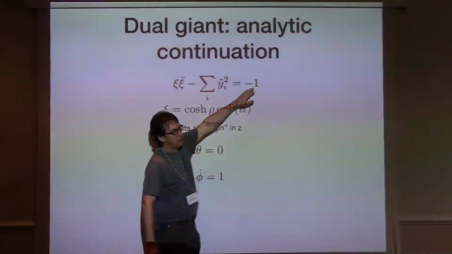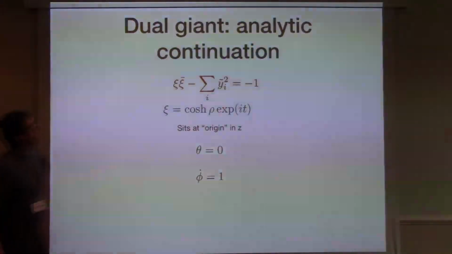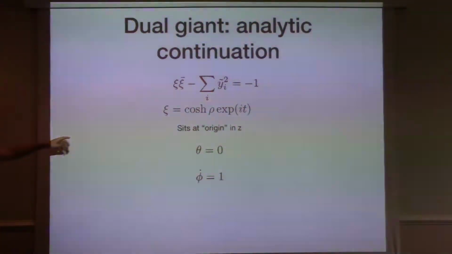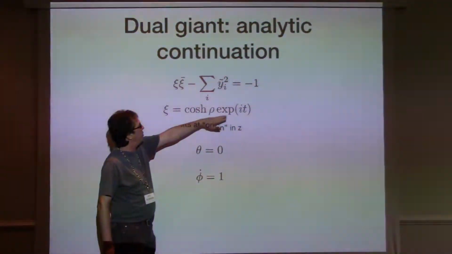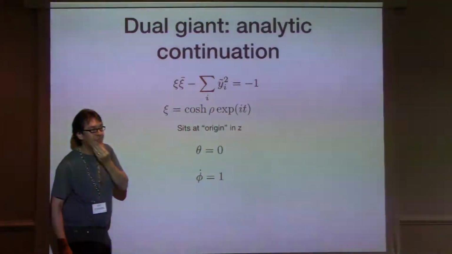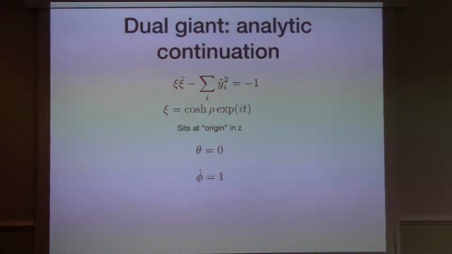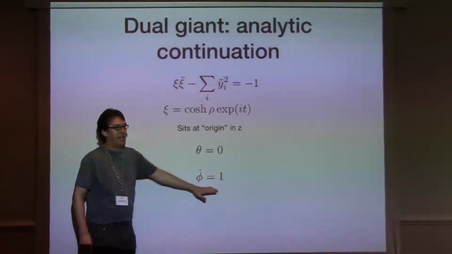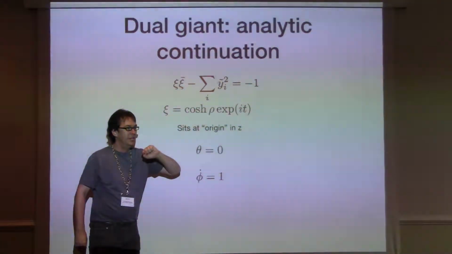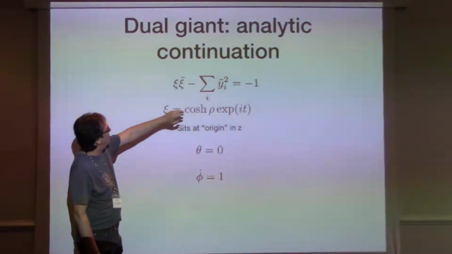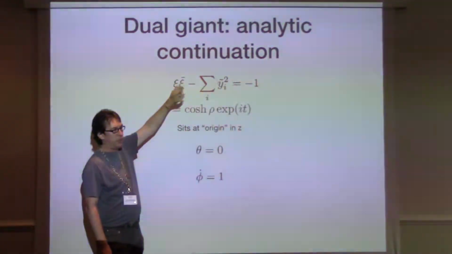This still should be equal to plus 1. And then the idea is you use xi is equal to cosh rho exponential to the i t. And this sits at the origin in the z coordinate, so I have the z coordinate on the other side, so that's called theta equal to 0. And again, the equation of motion is phi dot equal to 1. So this can be obtained basically by proper analytic continuation of stuff.